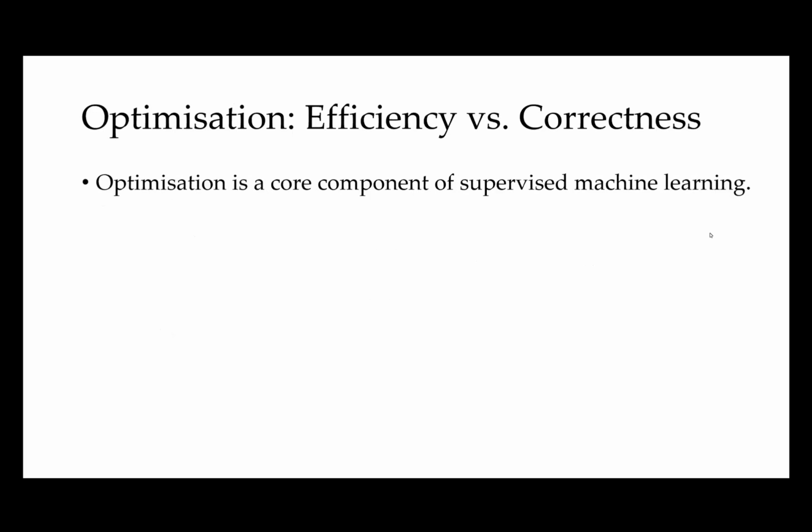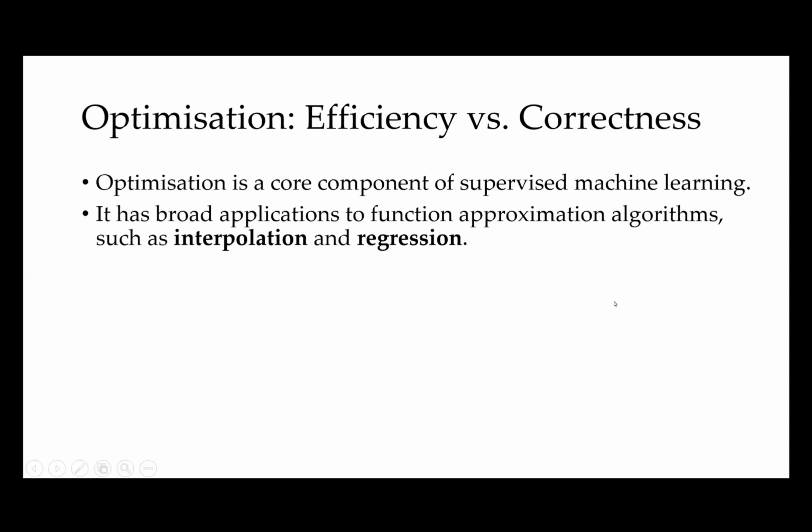The first key thing that we say is, well, optimization is a core component of supervised machine learning, and this has broad applications to curve fitting, function approximation algorithms in general. So interpolation, which is reconstructing a function by sampling it: in linear interpolation, joining the dots, or in polynomial interpolation, finding a polynomial that fits this curve. Whereas regression is where we pick a model function with some parameters, and then we adjust the parameters to fit the curve. And optimization fits in everywhere in this field: minimization, maximization, things like that.